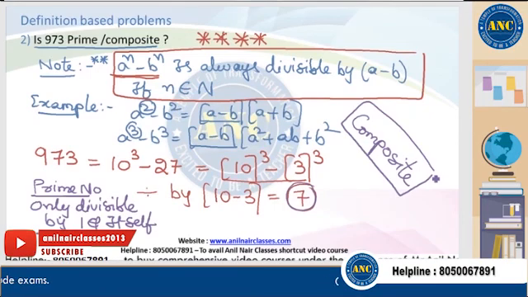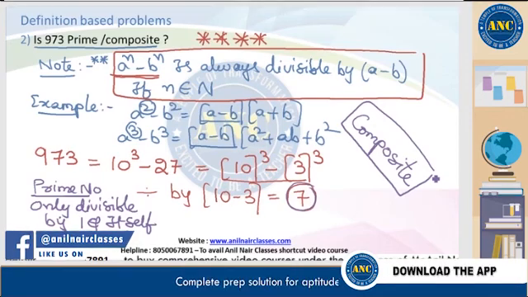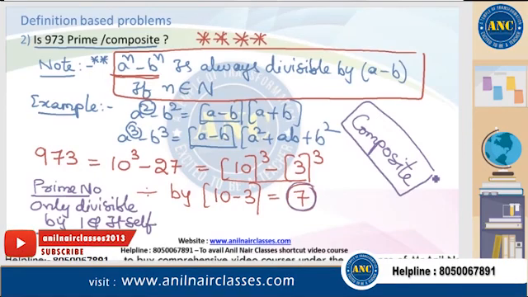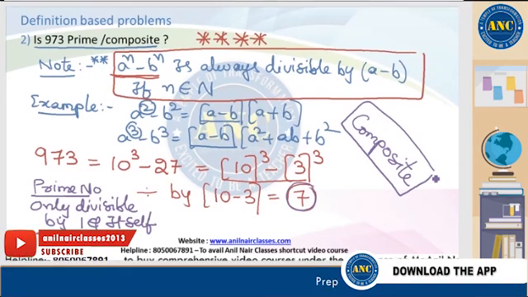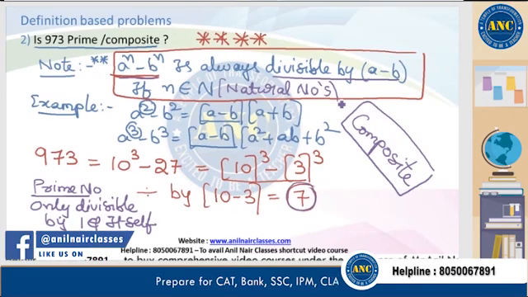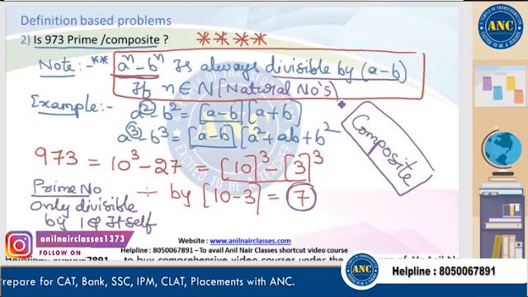I hope the concept is clear. First is a basic elementary question. Next is a new concept and the application of the concept. Again, I am repeating it. The concept that is used in this question is a power n minus b power n. Capital N is nothing but the set of natural numbers. I hope it is clear.